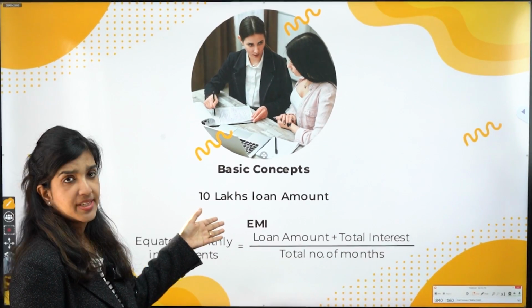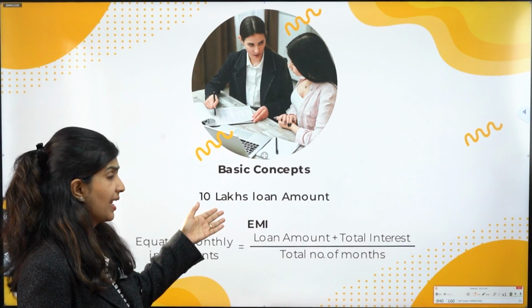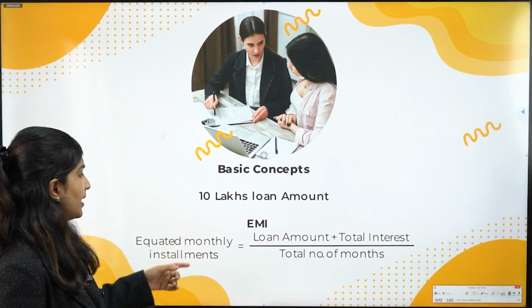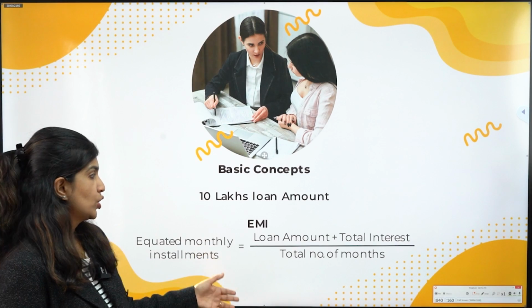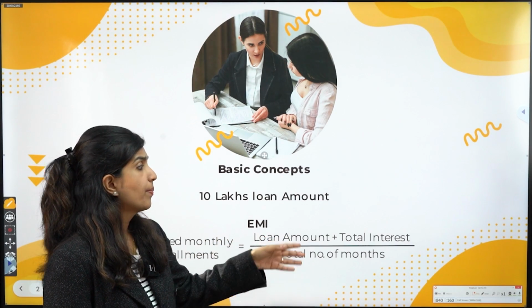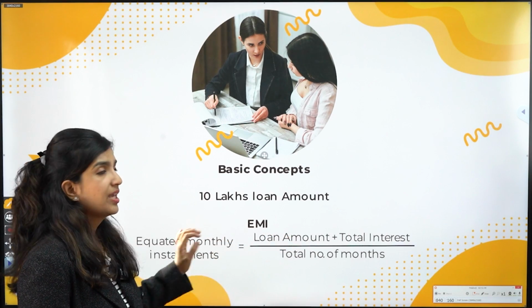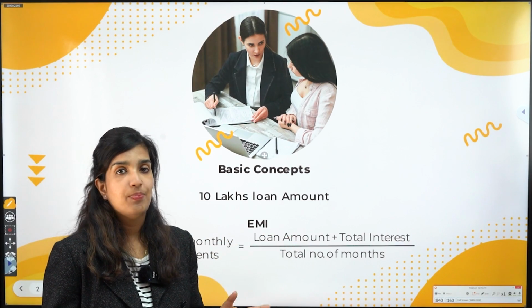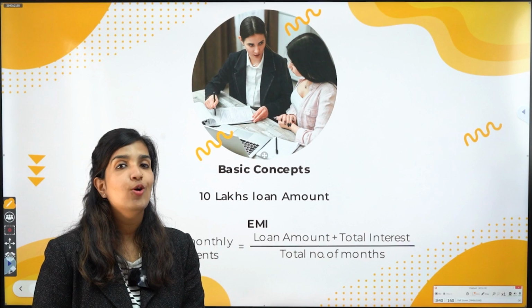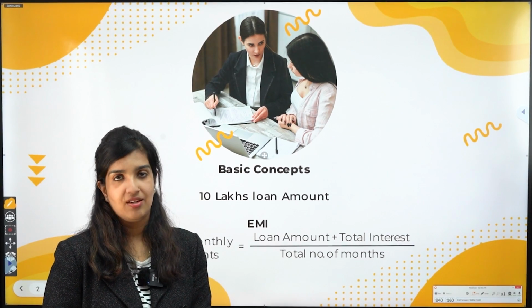Basically, this is just an example. If you take an amount of 10 lakhs as a loan, the EMI, that is the equated monthly installment that you pay, is going to be the loan amount plus the total interest upon the total number of months. So this is how your EMI is going to be calculated. It totally depends on the amount that you're taking and also for how many years you have taken it for.